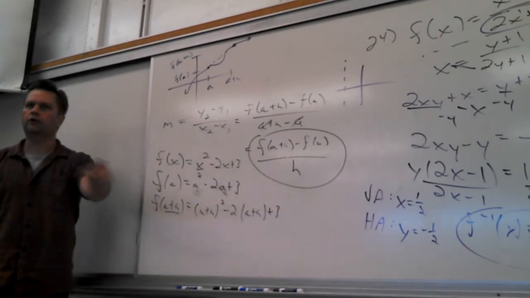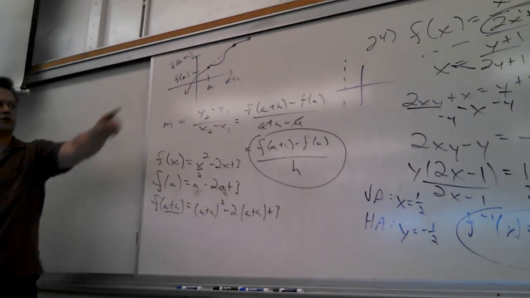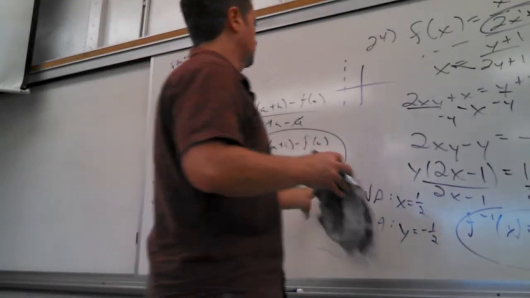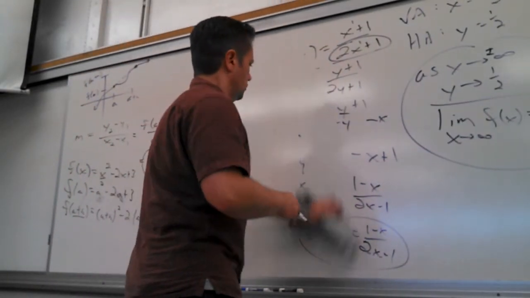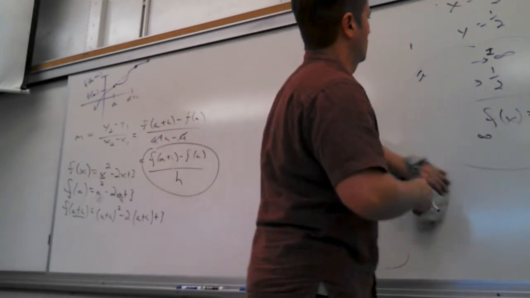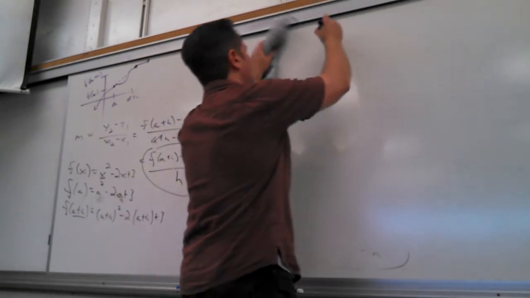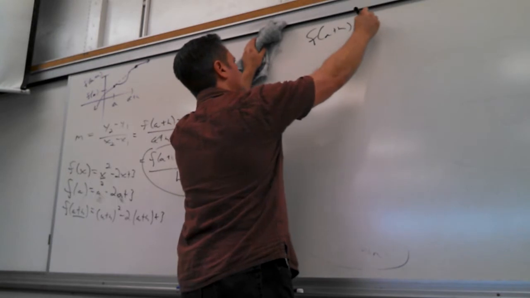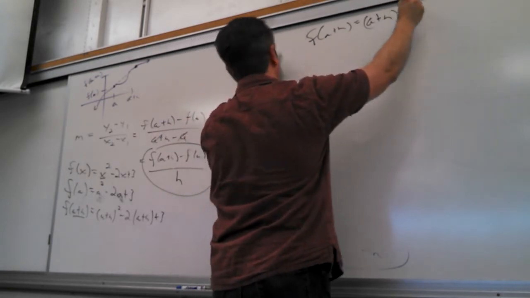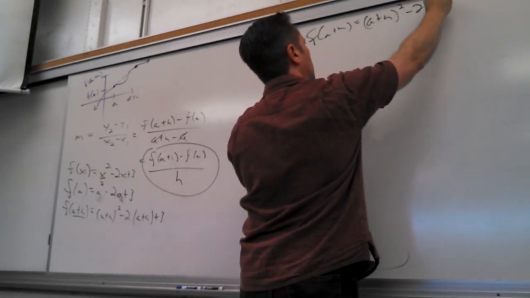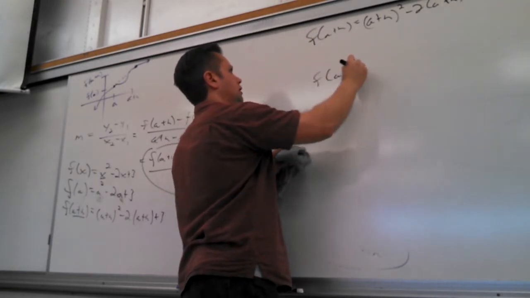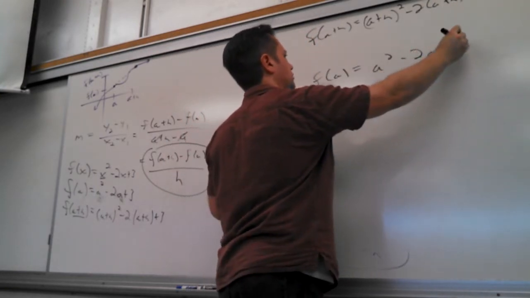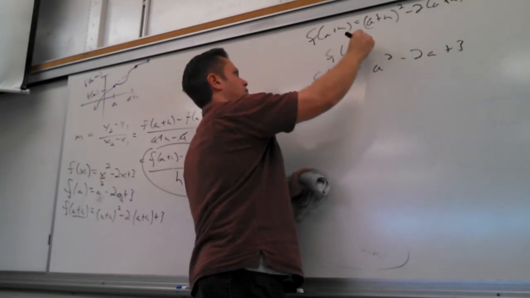And you can simplify that a bit. Let me pull this up here. So we got f of a plus h is (a plus h) squared minus 2(a plus h) plus 3, and f of a is a squared minus 2a plus 3. So what's f of a plus h if we simplify it?